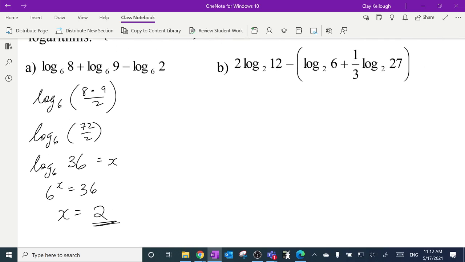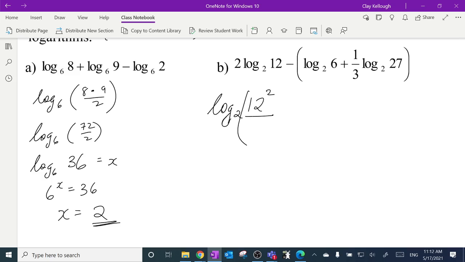Now, they get more complicated. Check out B. All right, so I'm going to switch this coefficient to become an exponent. So that's 12 squared. And when I'm minusing, that's like I'm dividing. And when I'm adding, oh, wait a minute. Sorry, what am I doing? I don't know.